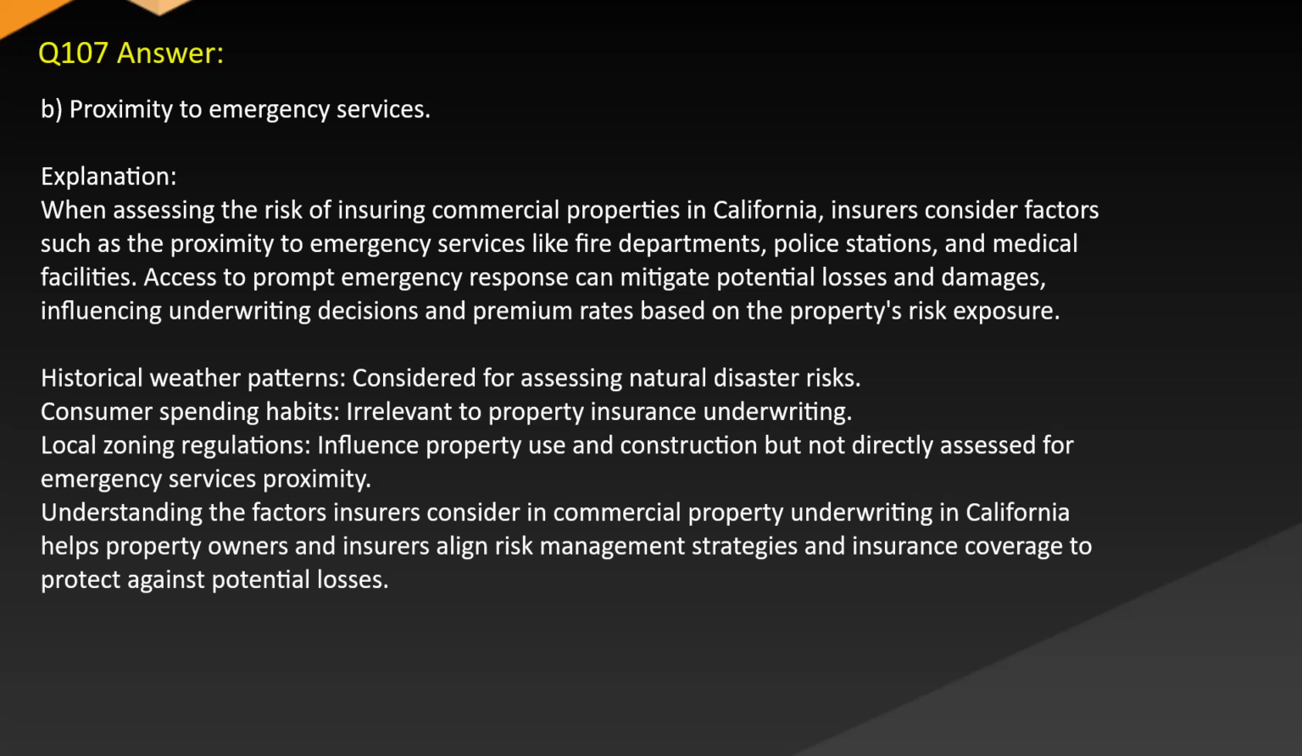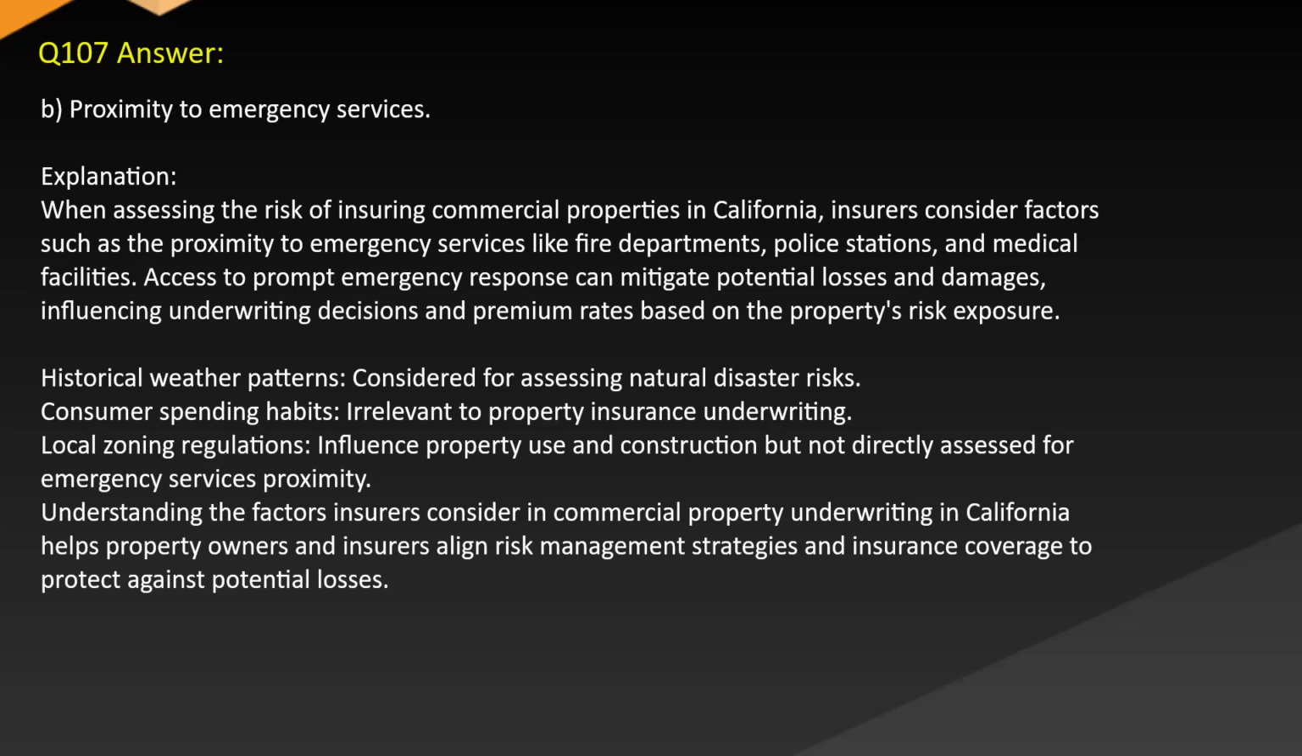Explanation. When assessing the risk of insuring commercial properties in California, insurers consider factors such as the proximity to emergency services like fire departments, police stations, and medical facilities. Access to prompt emergency response can mitigate potential losses and damages, influencing underwriting decisions and premium rates based on the property's risk exposure. Historical weather patterns, considered for assessing natural disaster risks. Consumer spending habits, irrelevant to property insurance underwriting. Local zoning regulations, influence property use and construction but not directly assessed for emergency services proximity.